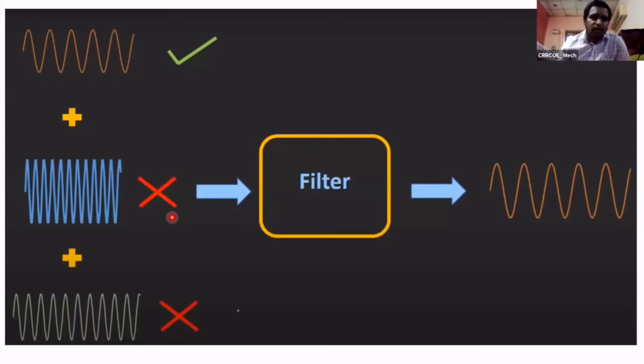Here we have different types of frequencies. This is high frequency signal, this is low frequency, this is medium frequency. If we need only low frequency signals, then we have to filter these two frequencies, means we reject these two and only allow the low frequency. Suppose we need high frequency, we restrict the flow of low and medium frequency, and only allow high frequency signals by using filters.